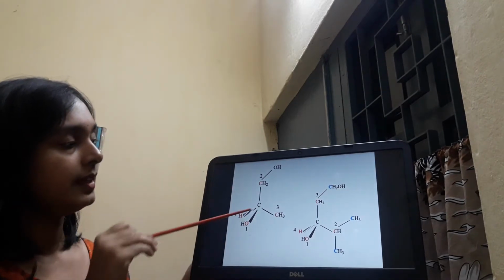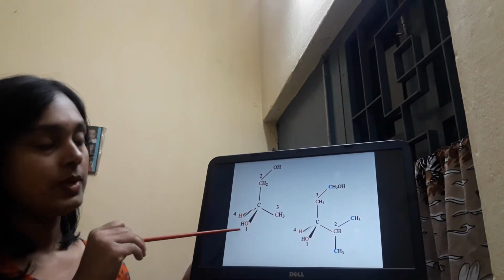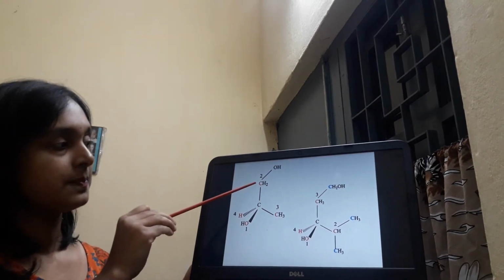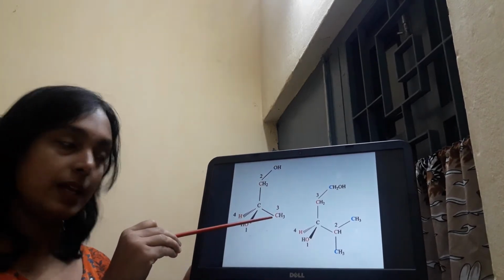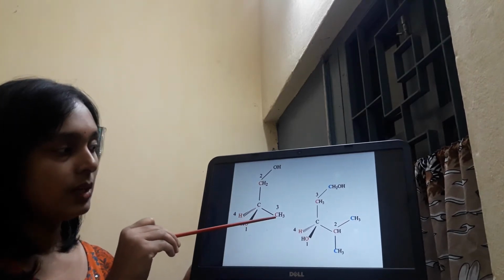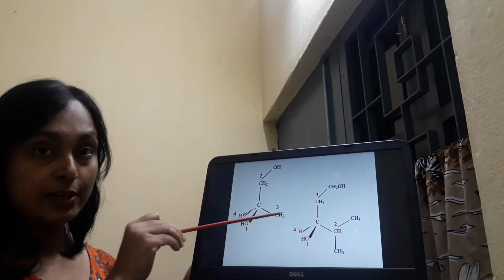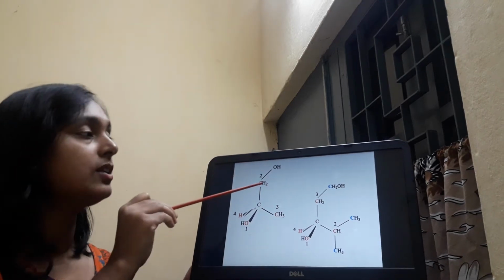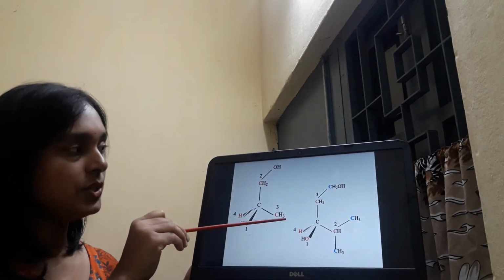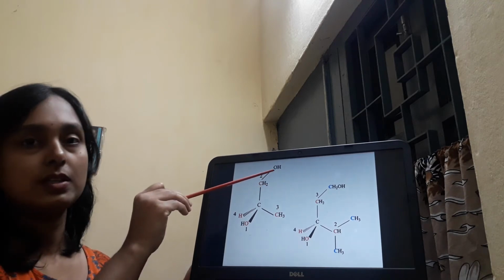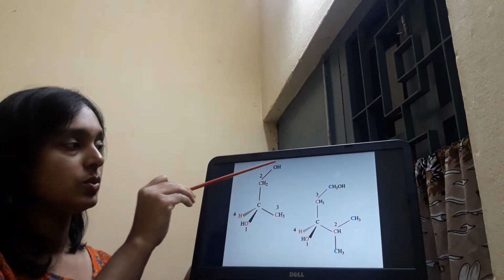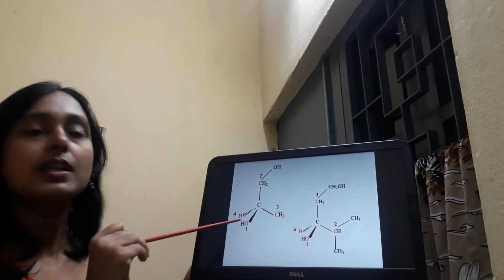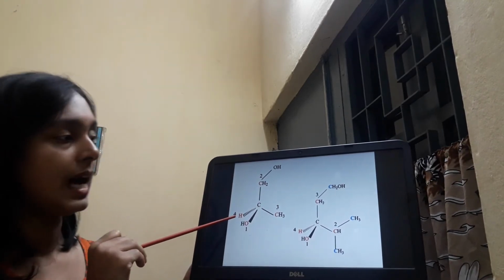Here again the highest will be OH, second will be CH2OH, third will be CH3, because the third carbon is linked with 3 hydrogens, but this second carbon is linked with 1 oxygen and 2 hydrogens. So 3 hydrogen, 2 hydrogen, 1 oxygen. As it is O, the second priority will be given over here, the third one will be that, and hydrogen will obviously be fourth and last.